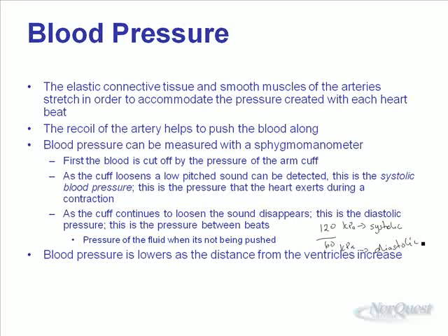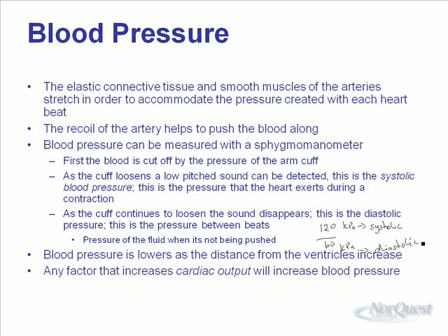And the blood pressure generally does drop as we move away from the heart. So the blood pressure, for example, in your wrist is going to be lower than the blood pressure in your arm or your upper arm, just because it's further away from your heart. Blood's been spread out a little bit more, so the pressure is going to be decreasing.